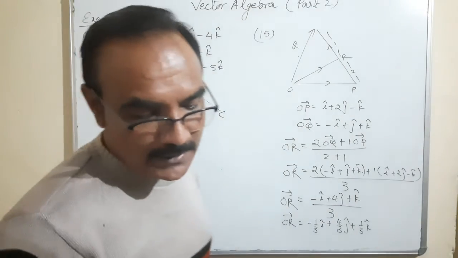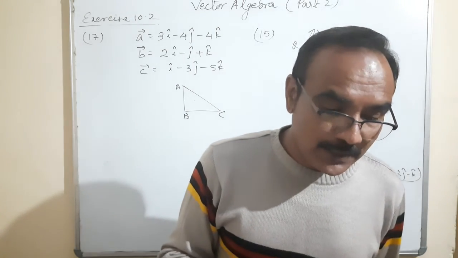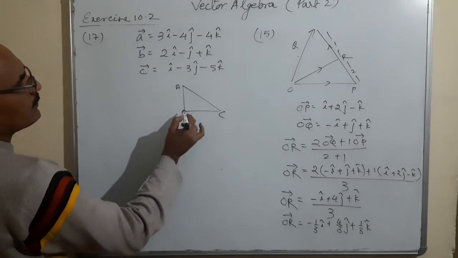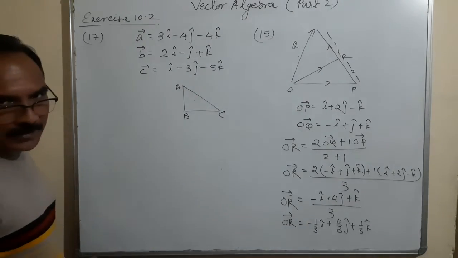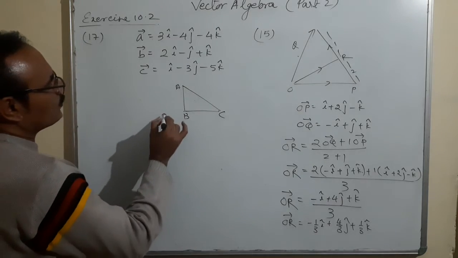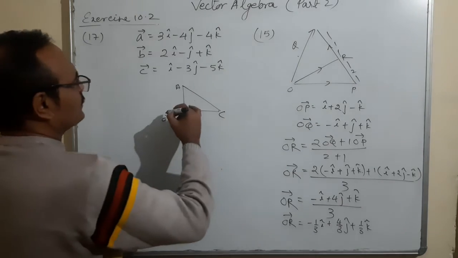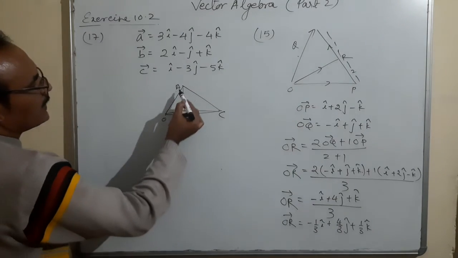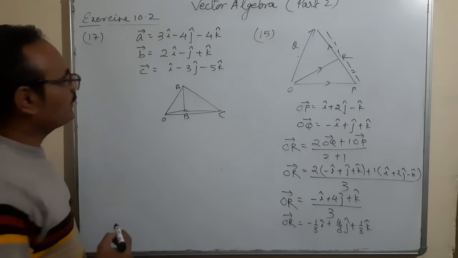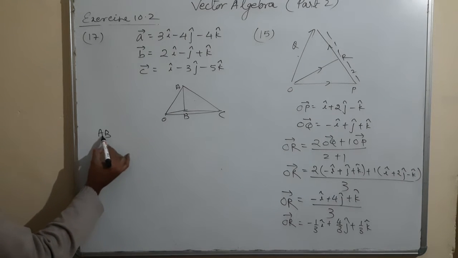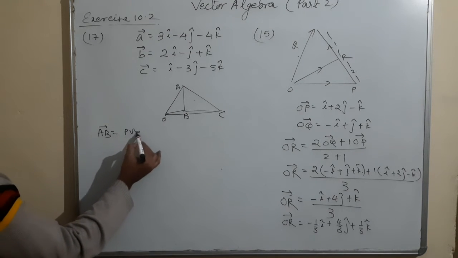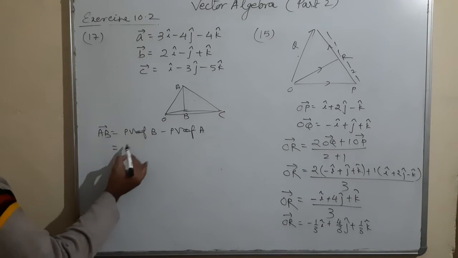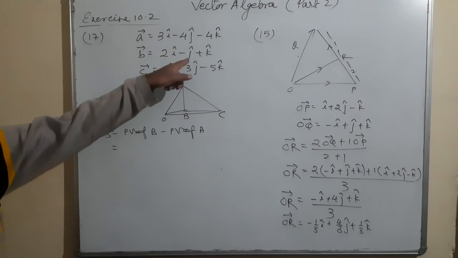It is clearly mentioned that the points A, B, C have these position vectors. So the position vector of A is this, of B is this, and of C is this. If you want to understand this question, let O be the origin here, and join O to A, O to B and O to C. So when we find AB, what does it mean? Vector AB is the position vector of B minus the position vector of A. So the position vector of B is 2i minus j plus k.